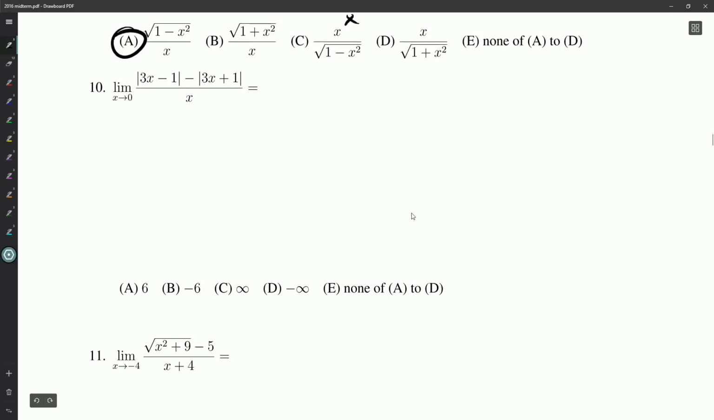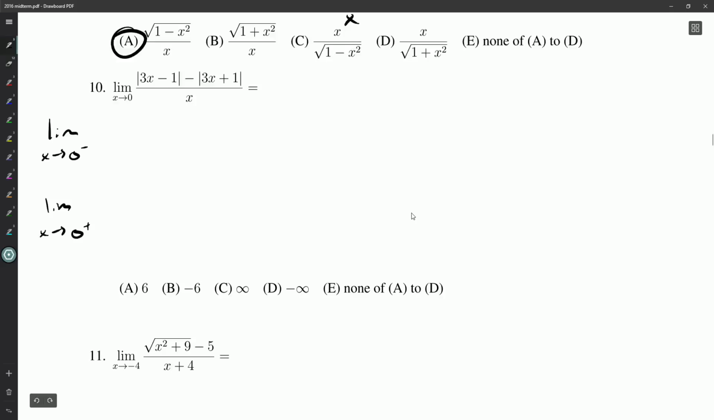All right, the limit as x approaches 0 of the absolute value of 3x minus 1, minus the absolute value of 3x plus 1, over x is equal to. All right, now absolute values are a bit tricky. A lot of people forget they are piecewise functions. So what I'm going to do is the two-sided limit here. We want to avoid the urge to plug in 0, because you'll plug in a 0 on the bottom and it just won't work.